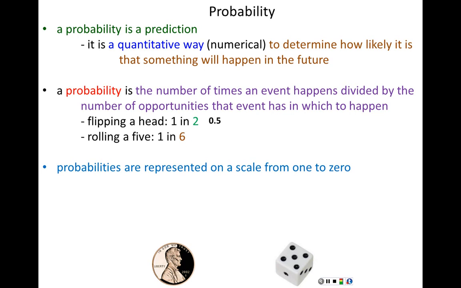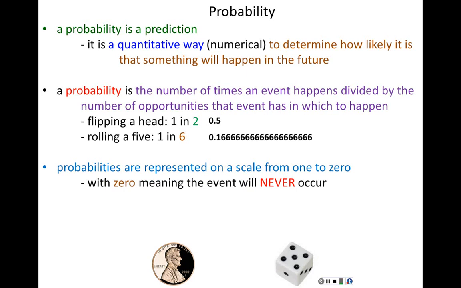The probability of rolling a 5 is 0.166666, or rounded to 0.167. So we fall on that range from 0 to 1. If a probability equals 0, it means mathematically that the event will never occur. Never, ever occur. The probability that I will live forever is 0. It's not going to happen, no matter what.